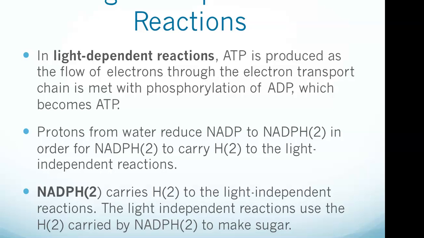So this is the light-independent reactions. In light-independent reactions, ATP is produced as the flow of electrons through the electron transport chain is met with phosphorylation of ADP, which becomes ATP. This process is then called photophosphorylation. Although the overall outcome of photosynthesis is to produce oxygen, the light-independent reactions produce sugar in order for the plant to keep functioning in the way it was intended to.